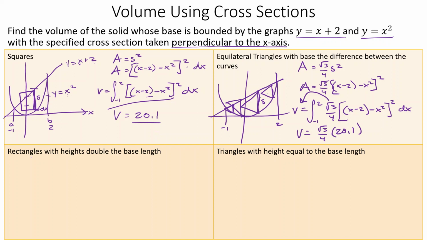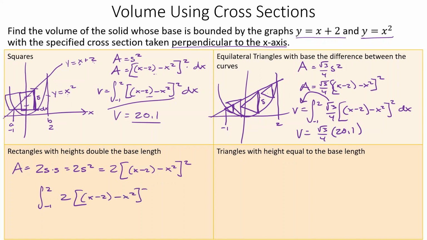Next one, rectangles with heights double the base. The base is this, so now we're just going to go out twice as much, so we have rectangles like that. The area here is 2 times the side squared, and side squared is the same thing we've had before, so it's 2 times (x + 2 - x squared) quantity squared. So our integral is from -1 to 2 of 2 times this whole thing, dx. In other words, the 2 can just come out front, and we're going to get double this answer. So 2 times 20.1, or 40.2.